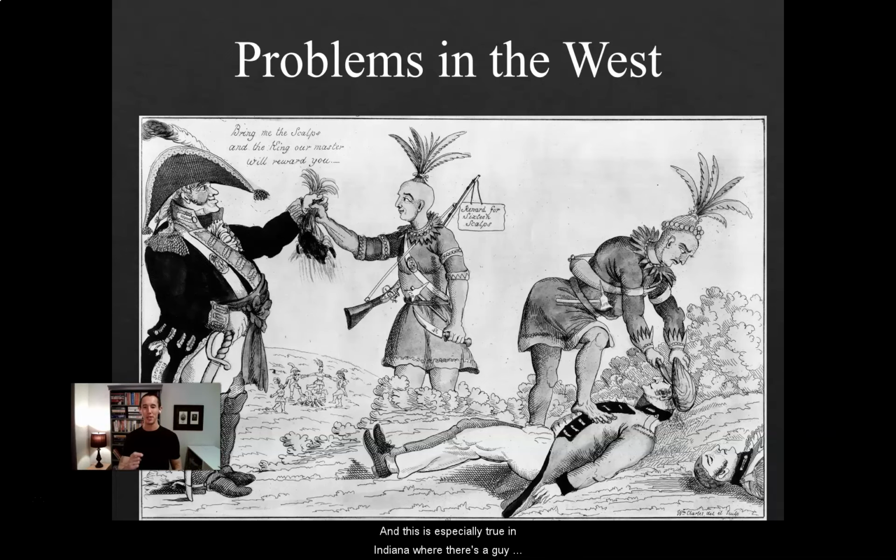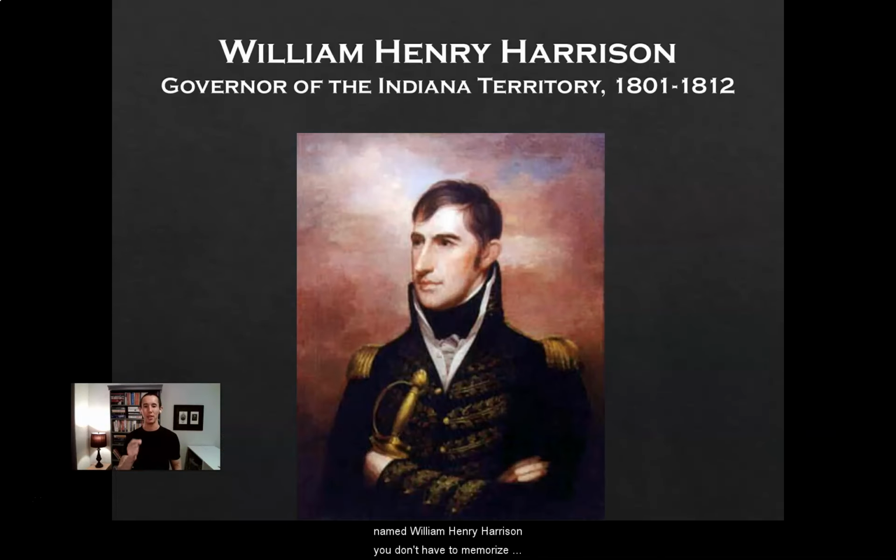This is especially true in Indiana, where there's a guy named William Henry Harrison. You don't have to memorize this, but keep it in the back of your head, because he is important later for several things. William Henry Harrison was the governor of Indiana, and he was especially notorious for taking one Native American from one tribe who doesn't represent the whole tribe, getting him drunk, and then having him sign away all the land. Well, the Native Americans got very upset about that, especially one named Tecumseh.